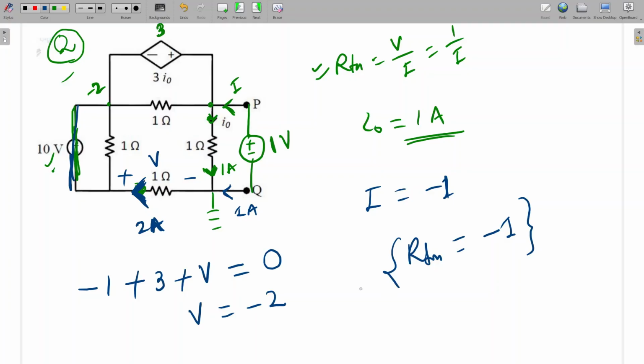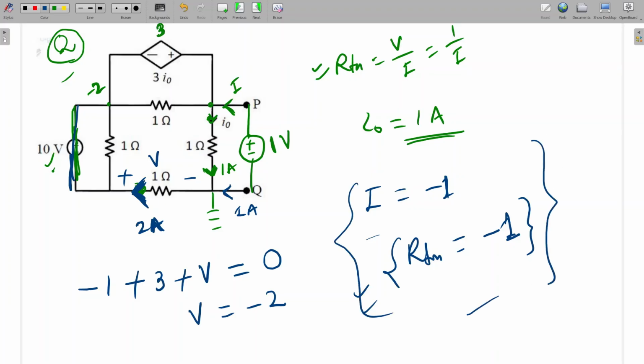So this was a GATE previous year fill in the blanks question, and the answer we have to put as minus 1 in the fill in the blanks, a 2 marks question. We have to write a one line KVL equation and the final answer you will get. Just within 1 minute you can solve this kind of question.